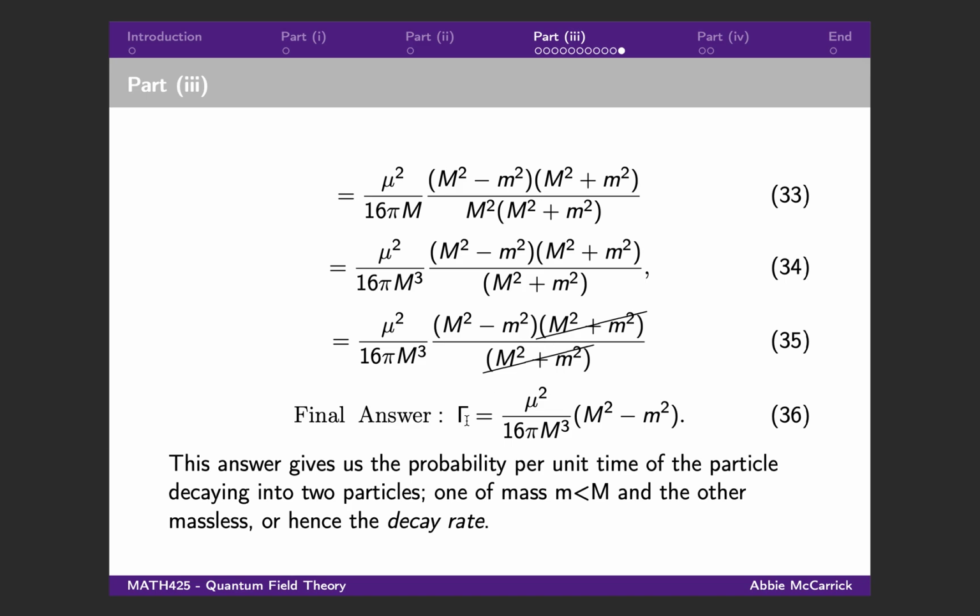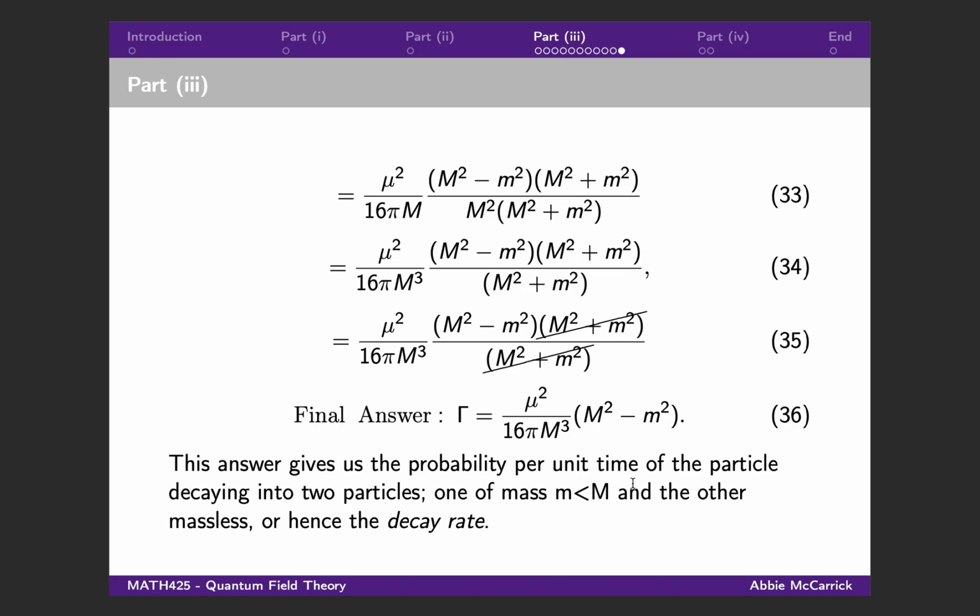So we do end up with our final answer of gamma equals mu squared over 16 pi m cubed multiplied by big M squared minus little m squared. So that is our final answer for gamma in equation 36 there, and this answer gives us the probability per unit time of the particle decaying into 2 particles, one of mass m, which is smaller than the initial mass big M, and the other massless, hence the decay rate.